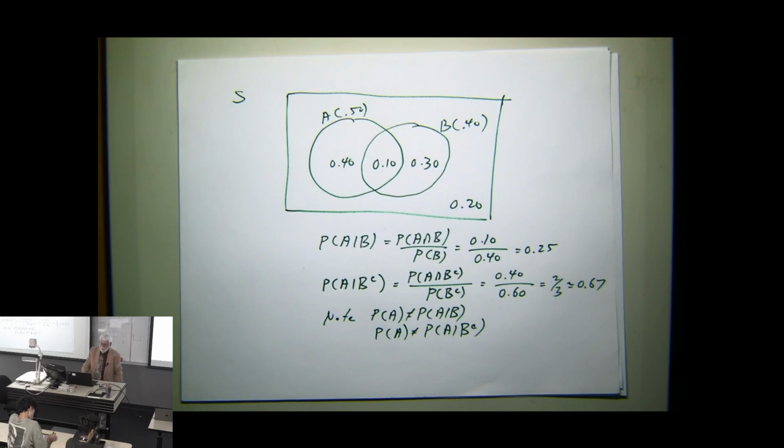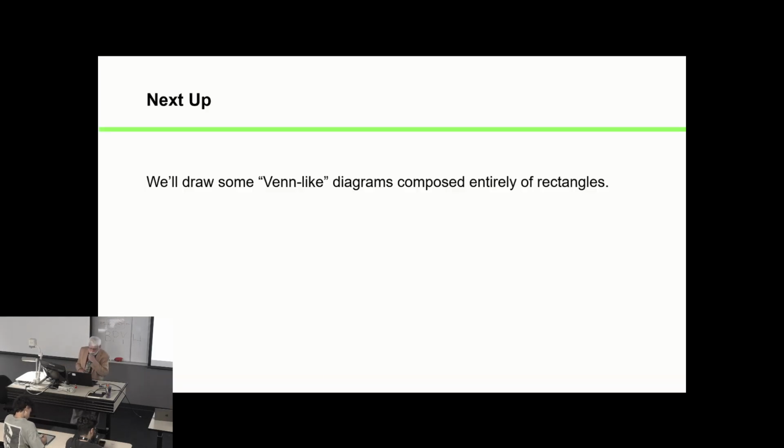Okay, so what's next up? I want to draw what I call Venn-like diagrams composed entirely of rectangles. And the beauty of these rectangles, as we will show you, is you can do complicated problems quite nicely with these kinds of diagrams. They're very easy to visualize. It's easy to get things in proper proportions.